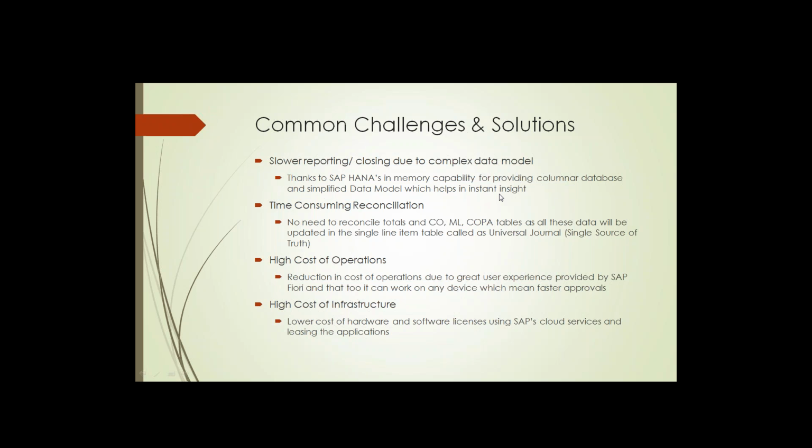Not only that, if you come to the second point, which is time-consuming reconciliation. In today's system, within financial accounting, or within financial accounting and controlling, there are a lot of different submodules. Like you have asset accounting, like you have COPA, like you have controlling also. Today also we are saying there is real-time reconciliation between FI and CO. But then also FI and CO are two different submodules, and even though there is real-time reconciliation, the modules are different.